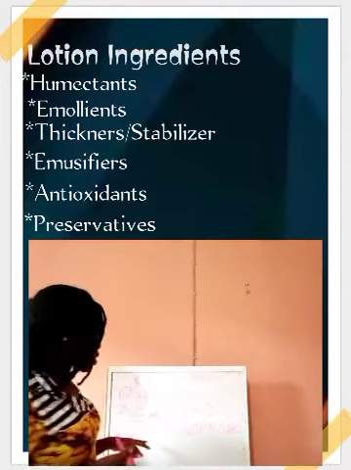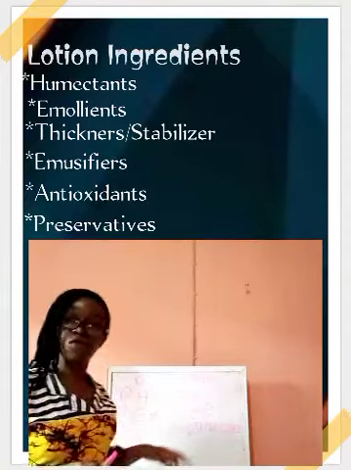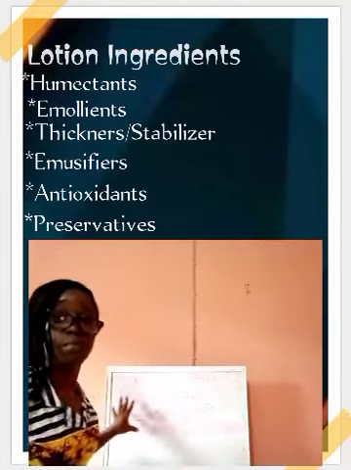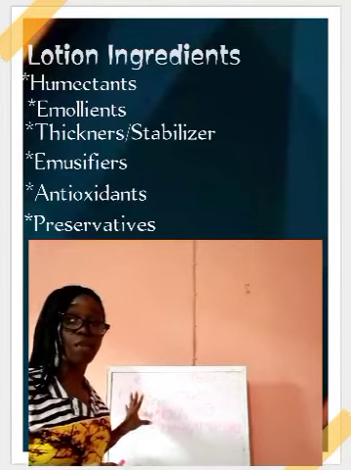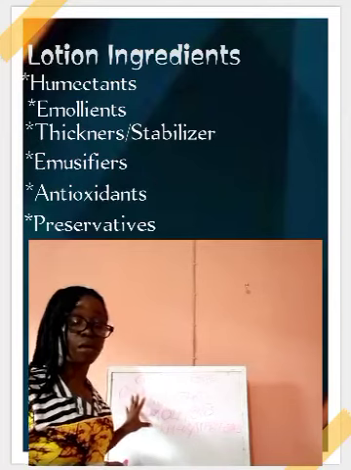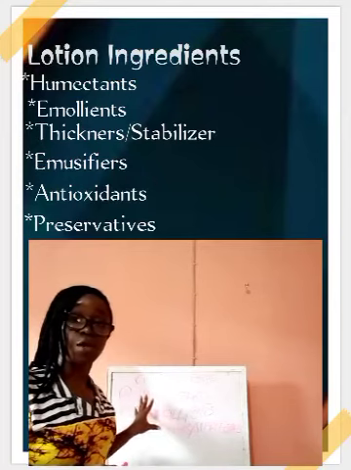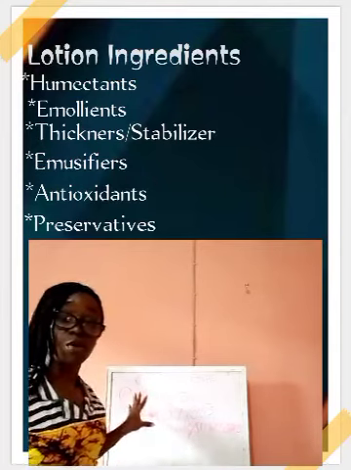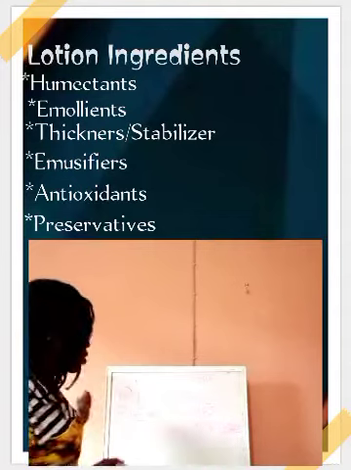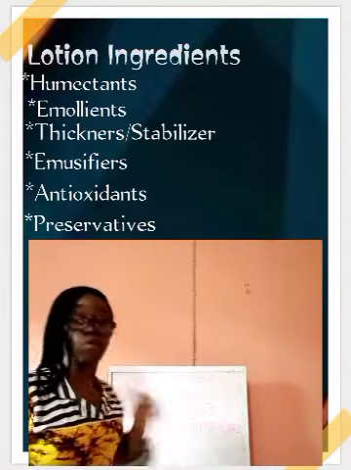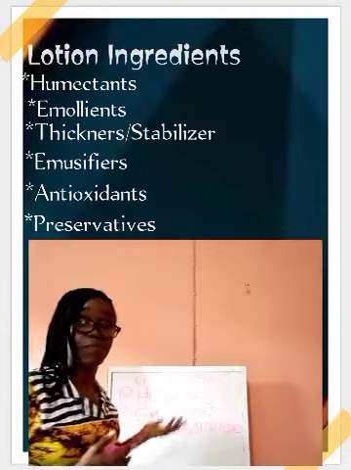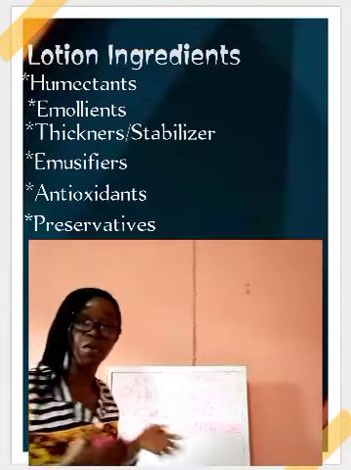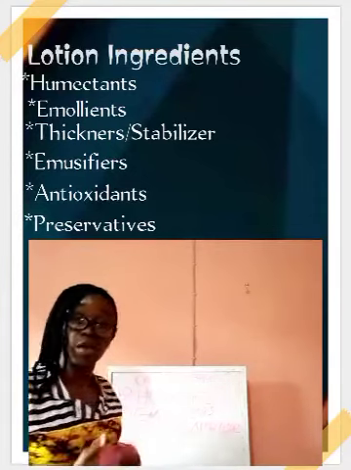So our thickeners and stabilizers, in this type of aqueous method of making lotions, that's the water method, what we're using is known as xanthan gum. The example of the thickener we're using here is xanthan gum, which binds our glycerin and our honey or our juice together.